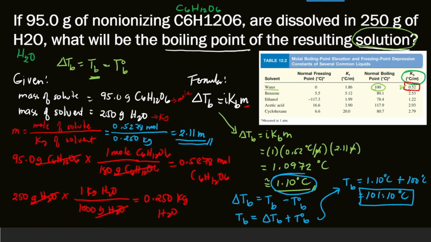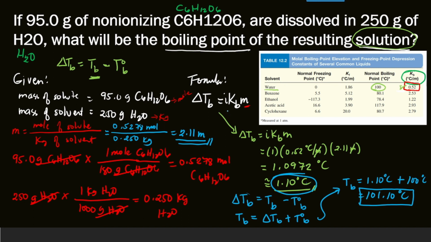Okay? Naintindihan nyo ba? So, medyo mahaba siya, di ba? So, ulitin natin ha. So, una, alamin mo muna yung given. Okay? So, ma-identify mo, okay, nandiyan yung mass of solute, nandiyan yung mass of solvent. Okay? Next, alamin mo yung formula. Okay? So, since we have here a sample problem of a boiling point elevation, we will use the boiling point elevation formula. Okay? So, this is the formula.